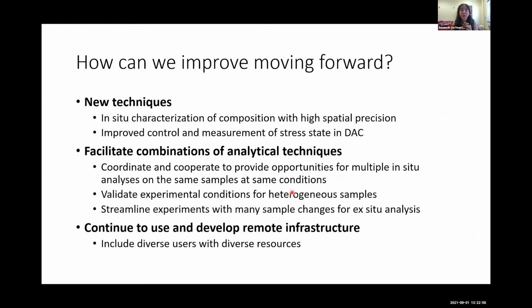So finally, where are we going moving forward? How can we improve to get closer to rock physics and petrology in the diamond anvil cell? Certainly one of the things that we are doing is we need to be developing new techniques. We need to be able to in situ characterize the composition with high spatial precision. The new possibility that we have to be able to do composition mapping with sub-micron precision with our ultra bright APS-U beam is really exciting for us.